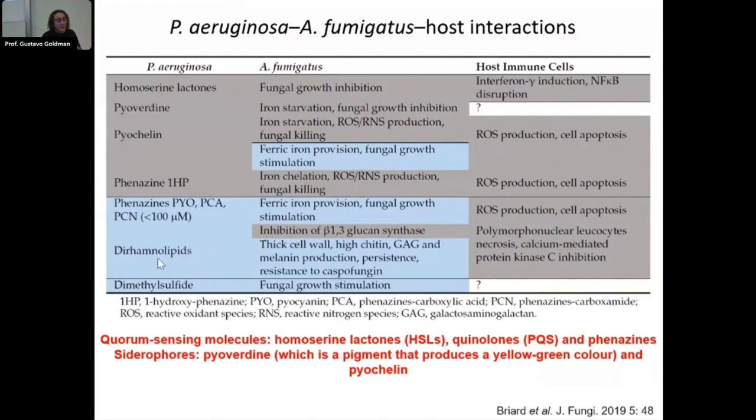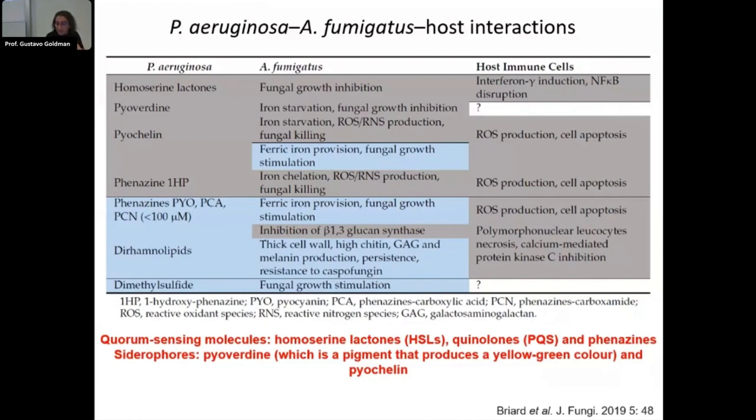Also, they can produce rhamnolipids that can inhibit the beta-1,3-glucan synthase and can make a thick cell wall, high chitin. And some people sometimes believe, oh, that's good for the fungus because it can make the fungus more resistant to caspofungin. Or, oh, that's good for the bacteria because maybe it's helping to protect from the host. That's very controversial, and we don't really have a lot of information about that.